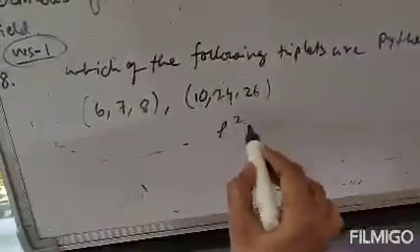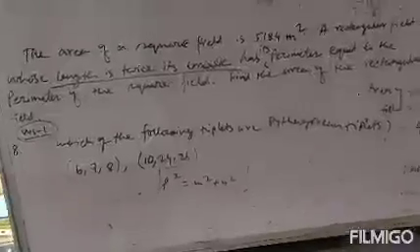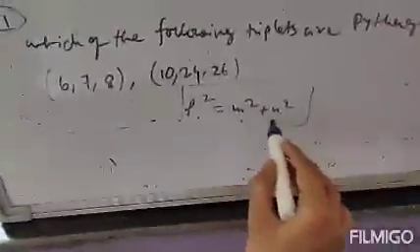Now 6, 7, 8. Recall the formula where I have clearly mentioned what Pythagorean triplets are. The formula was p square equals m square plus n square. This was the formula of Pythagorean triplets. Clear? p, m and n, these three are the triplets. The formula should be satisfied for any three numbers to be a Pythagorean triplet. So for 6, 7, 8, p square equals m square plus n square.